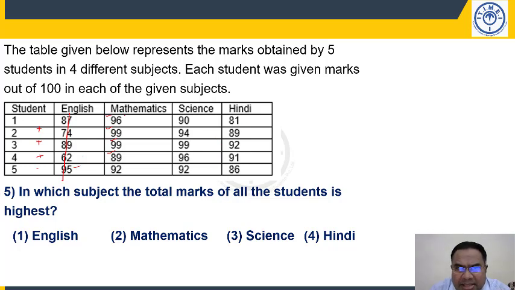Now compare Maths and Hindi. 96, 81. This is gone. 99, 89. This is gone. 99, 92 gone. 89, 91. 2 more. 92, 86, it is more. So it is also gone. So almost Hindi is also eliminated when I compare with Maths.